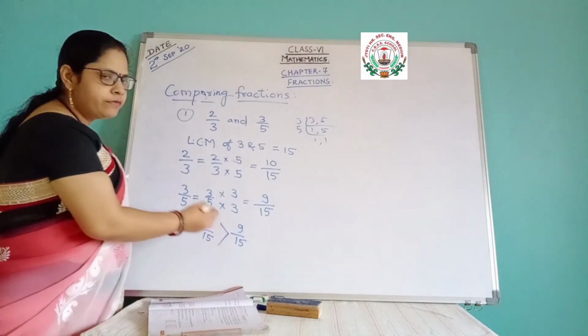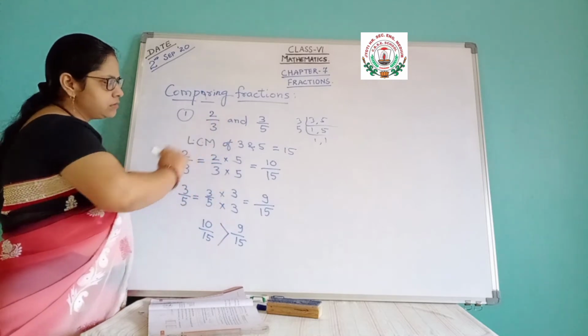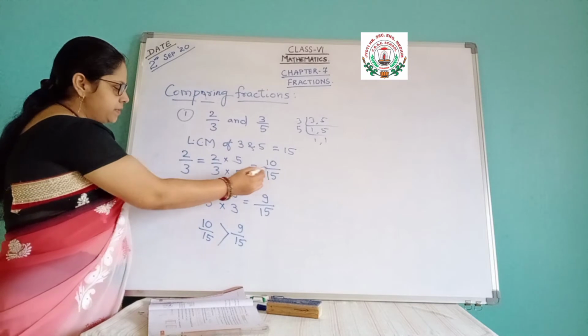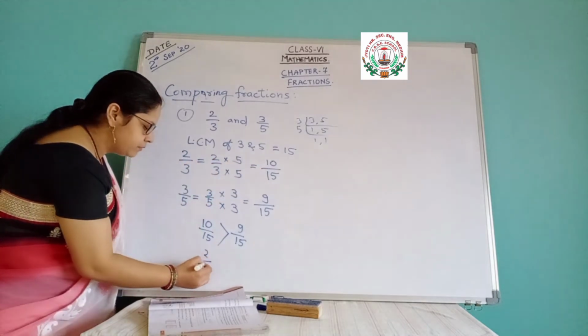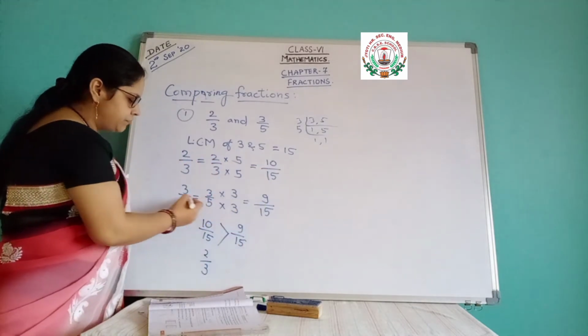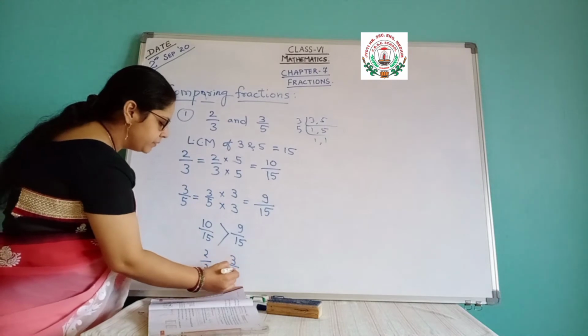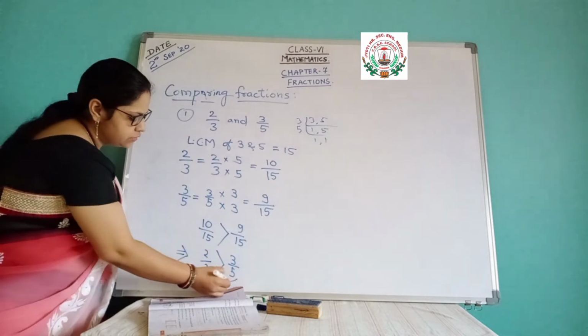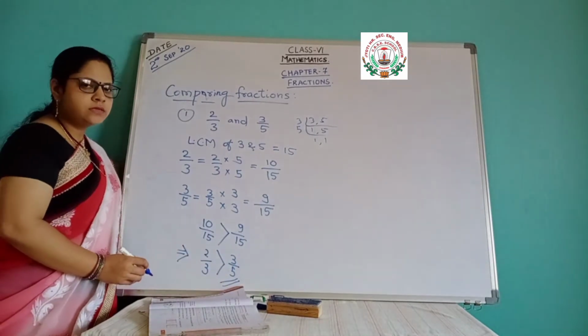Now this is not our question. Our question was 2 by 3 and 3 by 5. 10 by 15 is for which number? 2 by 3. And 9 by 15 is for which number? 3 by 5. And you keep the same sign here. So this is your answer. Understood this much?